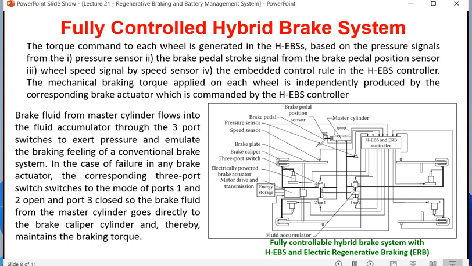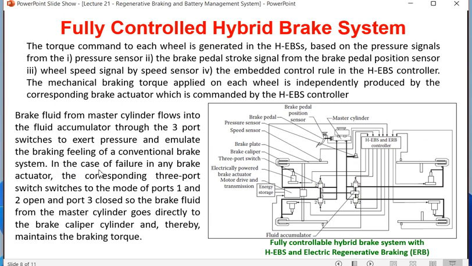So brake fluid from master cylinder flows into the fluid accumulator. In this case, we will be finding a fluid accumulator, which is a special thing in this case, and through 3-port switches to exert pressure and emulate the braking feeling of a conventional brake system.